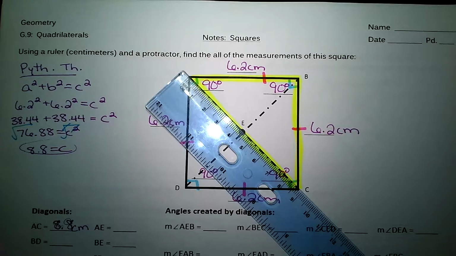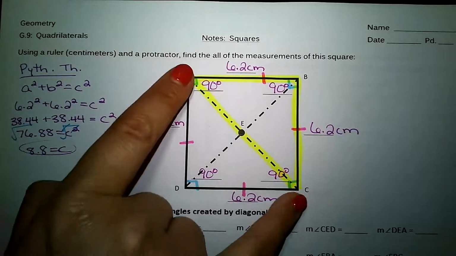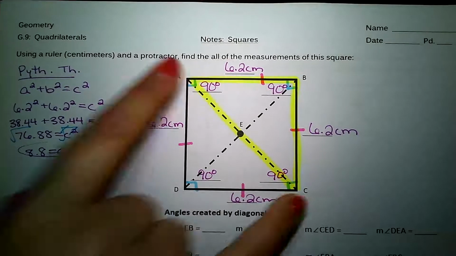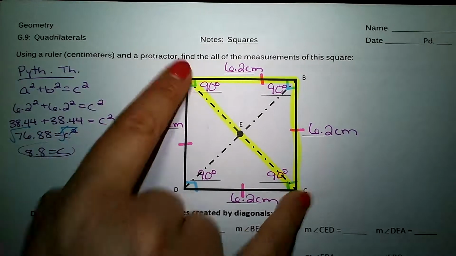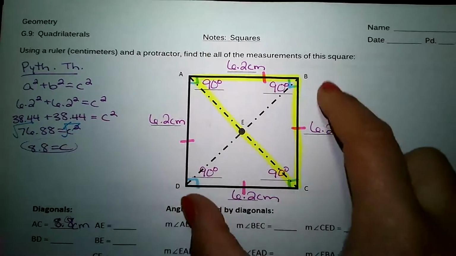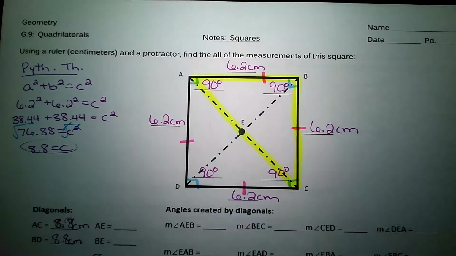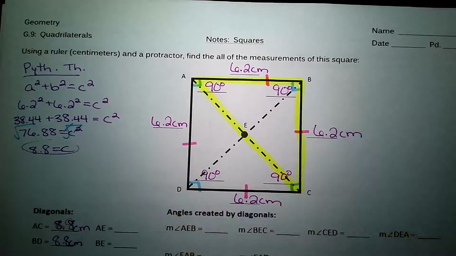All right, what do you think about BD? Maybe even without doing any math, without measuring, can you just eyeball it? Think about a square. It's super symmetric. So if the distance from A to C is that 8.8, the distance from D to B is exactly the same, another 8.8 centimeters. There's lots of math to support that. We could throw in some lines of symmetry. We could redo the Pythagorean theorem. We could plop out our ruler and remeasure it. But these two diagonals are congruent to each other.